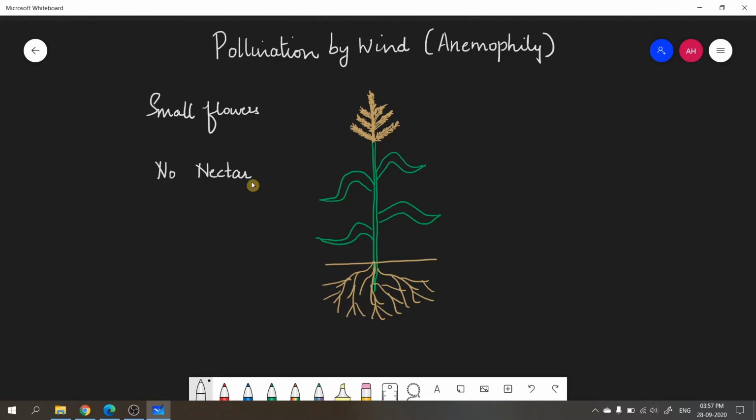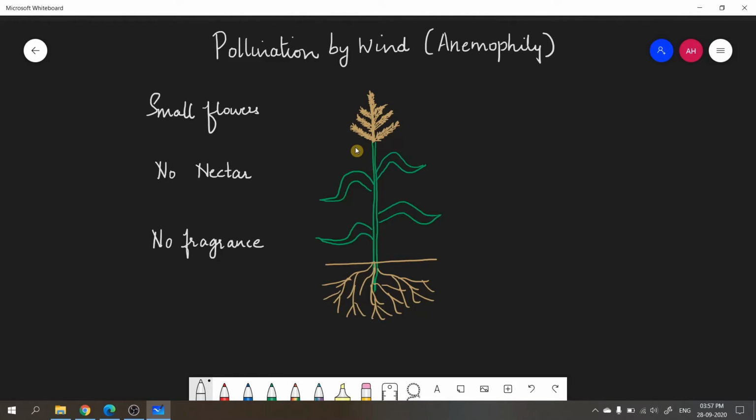Now everyone knows what nectar is, the sweet substance that is released in the flowers for which the insects come and feed on. So there is no requirement of nectar in such flowers because there is no need of attraction of insects. Alright, then the third point, since these plants do not have to attract insects, is there any requirement of any fragrance? No, right? So there is no fragrance also required. That was the third characteristic.